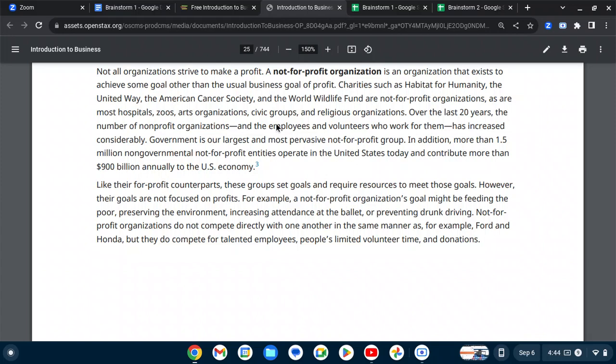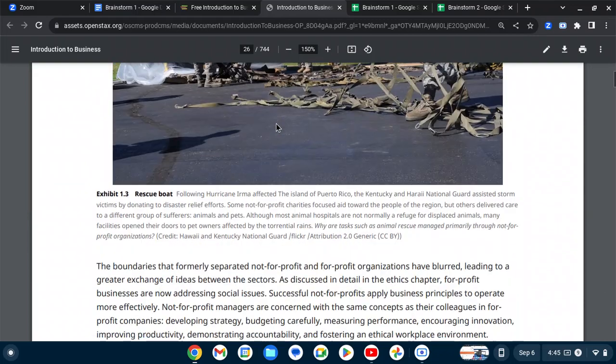However, their goals are not focused on profits. For example, a not-for-profit organization's goal might be feeding the poor, preserving the environment, increasing attendance at the ballet, or preventing drunk driving. Not-for-profit organizations do not compete directly with one another in the same manner as, for example, Ford and Honda, but they do compete for talented employees, people's limited volunteer time, and donations.